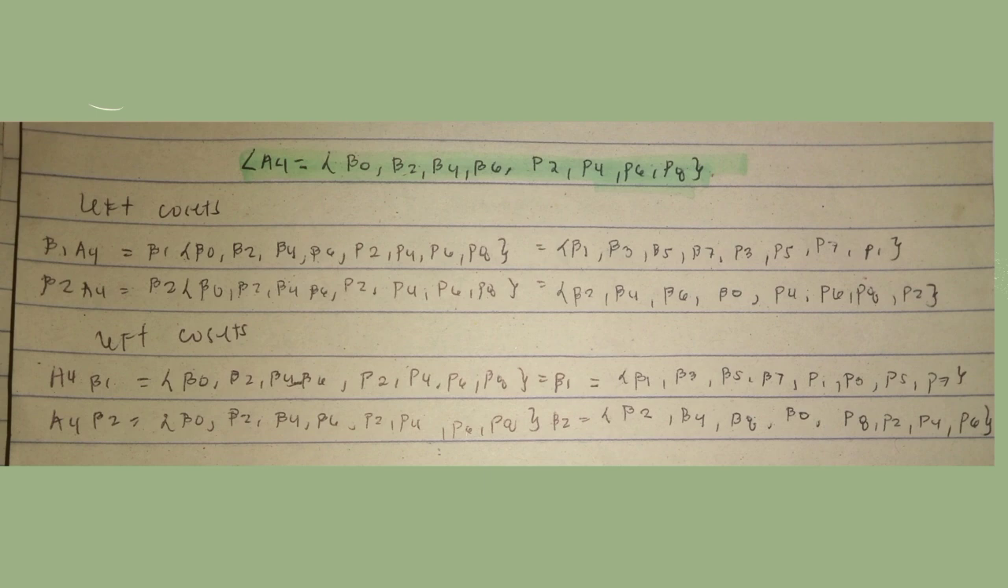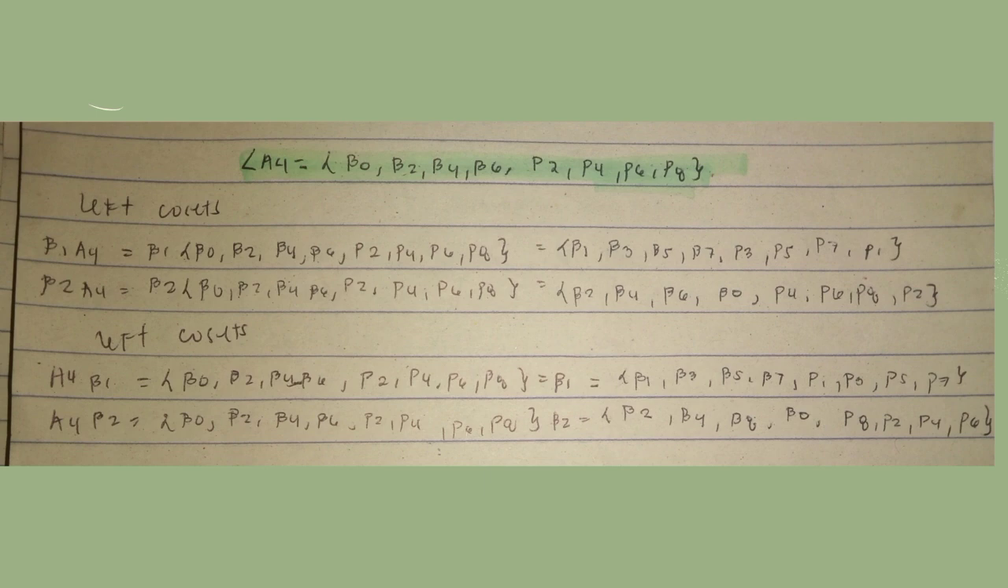And as you can see, the right and left cosets are not the same or not equal to each other. Therefore, it is not a normal subgroup. And the order of the factor group does not exist because the subgroup is not a normal subgroup.